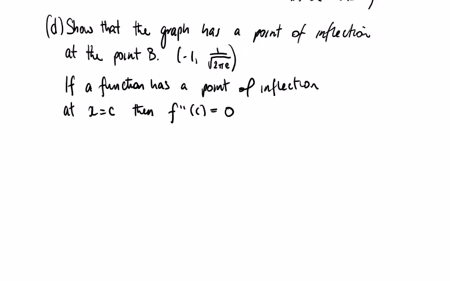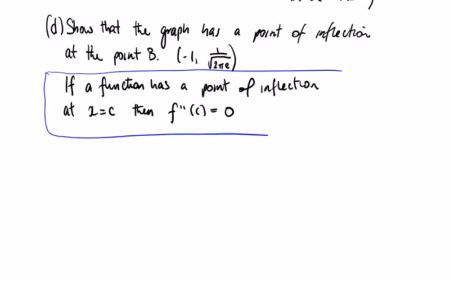Part D of this question, you're asked to show that the graph has a point of inflection at the point B, which I've taken from above as minus 1 and 1 over the square root of 2 pi e. So this is what we need to know for this part. If a function has a point of inflection at a particular point, x is equal to c, then f prime prime c, or the double derivative, is equal to 0. So we need to find the double derivative or the second derivative and put minus 1 in here, and we should get a value that's equal to 0.